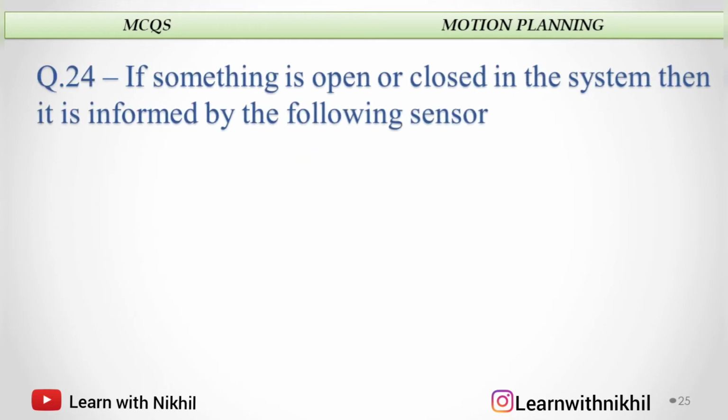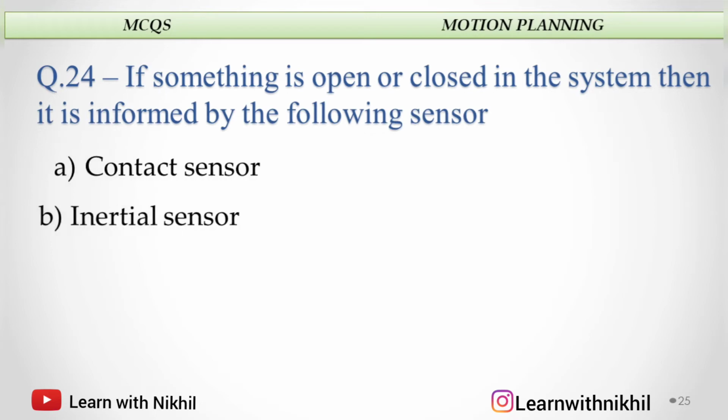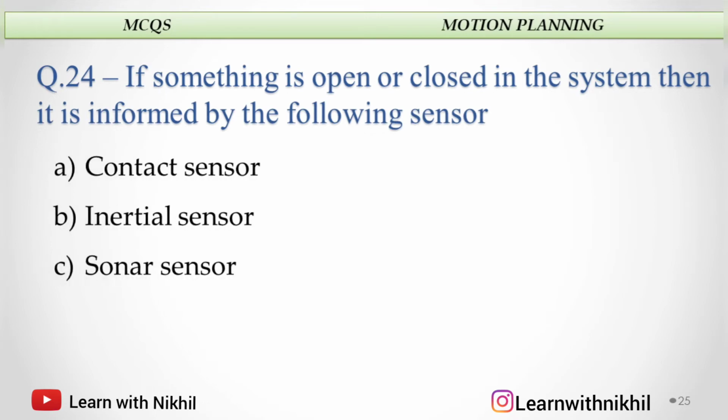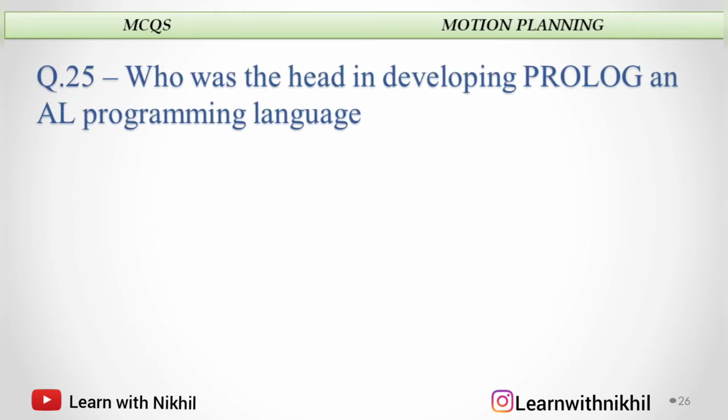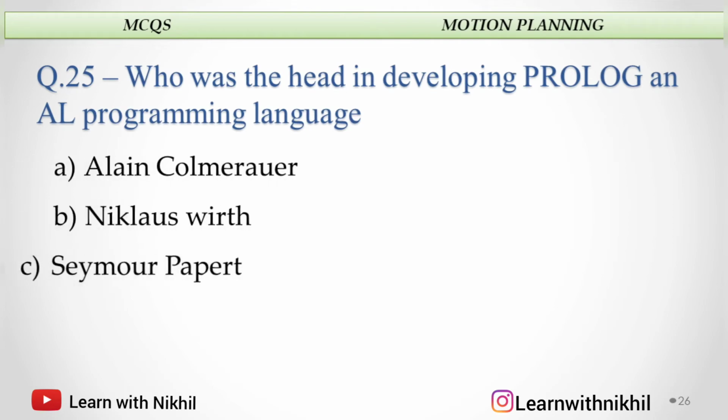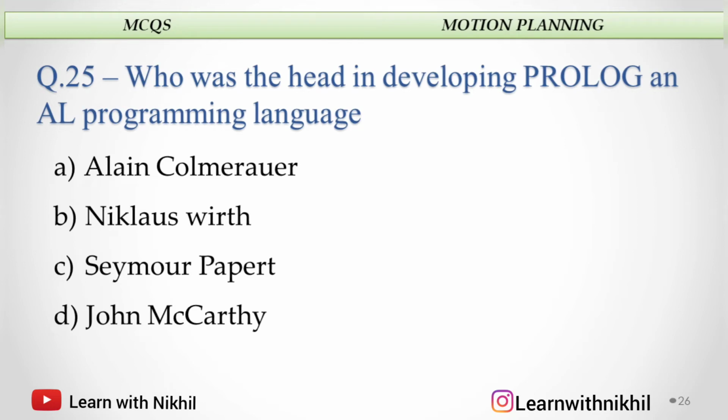If something is open or closed in a system, then it is informed by the following sensor: contact sensor, inertial sensor, sonar sensor or biosensor. And the answer is obviously contact sensor. Next, who was ahead in developing PROLOG, an AL programming language? And the answer is Alan Kolmalaer.